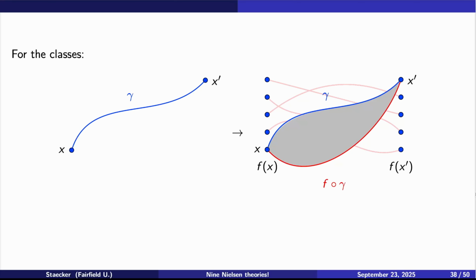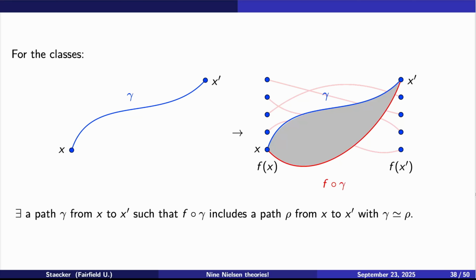This is much more complicated, though. If it's not exactly n values every time, it becomes a lot harder to make it work. All right, this is the condition. There exists a path from x to x prime such that F composed gamma includes one path from x to x prime over here, which is homotopic to the original path gamma.